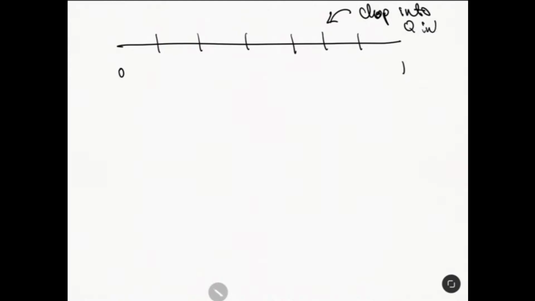Let me just copy this over to the next page and I'll show you this. So here's our number line, 0, 1. Then we chop this up into Q intervals. Then what we'll do is we'll consider, let me just do some notation real quick. For x in R, this thing here will be the fractional part.